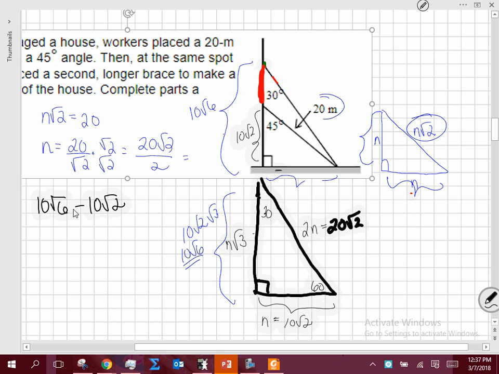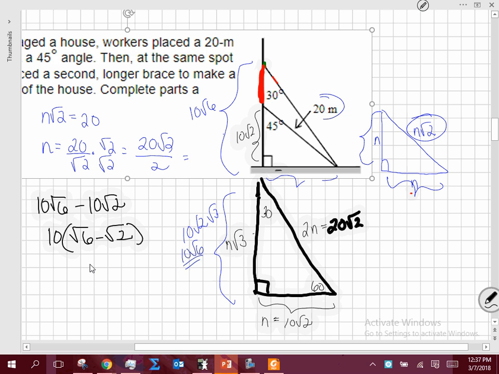Now here's the thing. You can type that in. That's a perfectly fine format. But you could also type this in. This means the same thing. Does that make sense? They both have a factor of 10 in them.